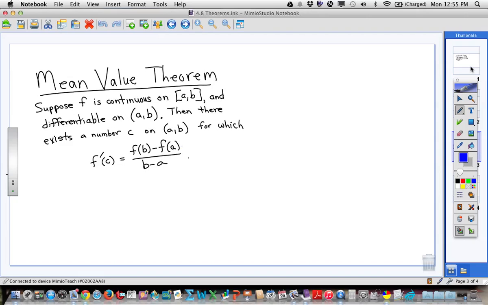Now we're going to spend some time talking about that first sentence here in a minute. Suppose f is continuous on the closed interval AB and differentiable on the open interval AB. Then there exists a number C on the open interval AB, which means C's got to be in between the endpoints, for which f prime of C equals, and you see the formula.